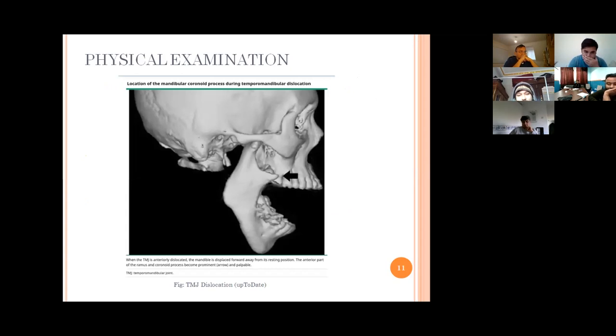This is a picture representing the TMJ dislocation. Here we can see that the condyle of the mandible has been displaced anteriorly in front of the articular eminence.